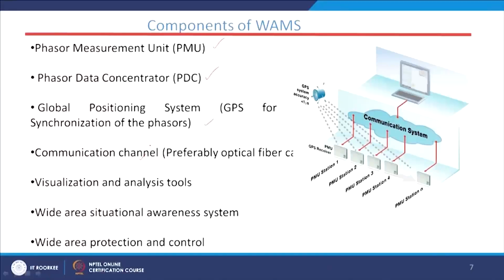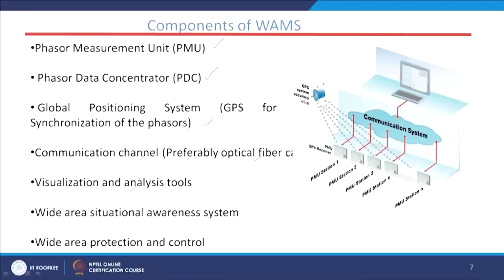At a particular bus, we have voltage and current phasors. At the second bus, we have different voltage and current phasors. So, we have to synchronize these phasors for our further calculation or control purpose. Now, the next one is the communication channel. Without this communication, this WAMS technology cannot stand. It is fully dependent on the communication channel, where we mostly use fiber optic cables for communication purposes in WAMS technology.